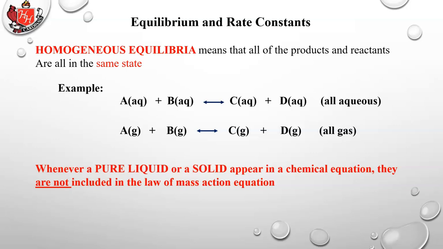Homogeneous equilibrium means that all of the products and reactants are in the same state. So for example, in this first reaction you see that everything is aqueous. In the second you see everything is gas. That's called a homogeneous equilibrium. We really don't deal with that distinction very much. Whenever a pure solid or a pure liquid appears in the chemical equation, it is not included in the law of mass action, the equilibrium equation. Now that is important. So a pure liquid such as pure water or a solid such as carbon will not appear in the law of mass action.